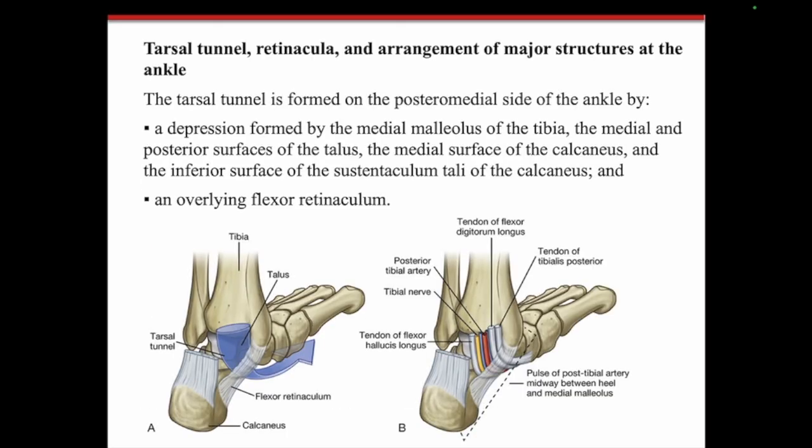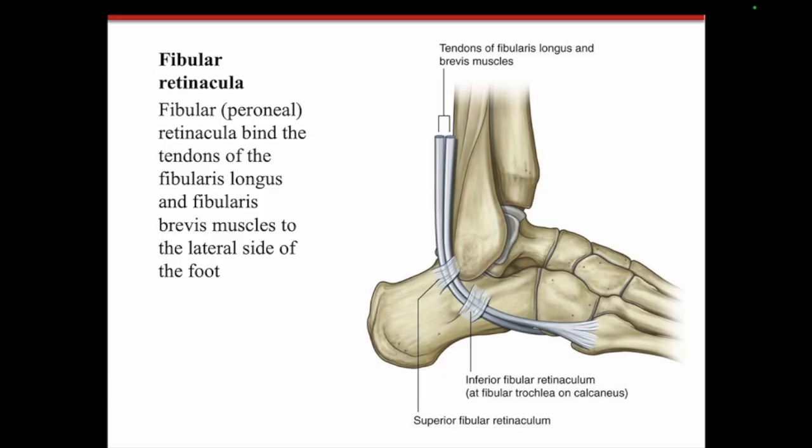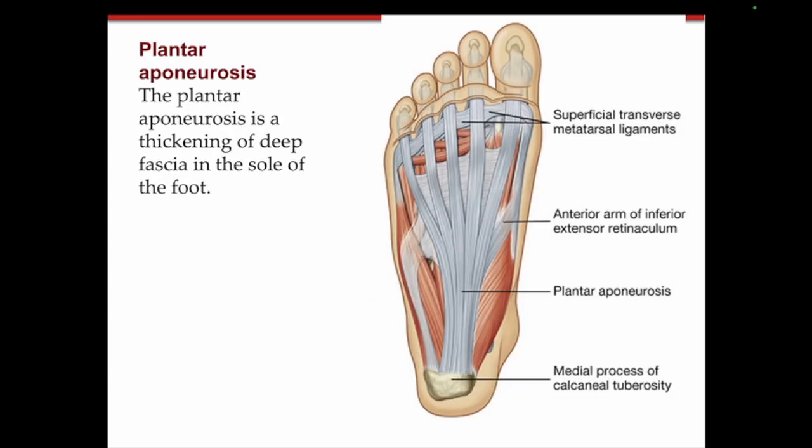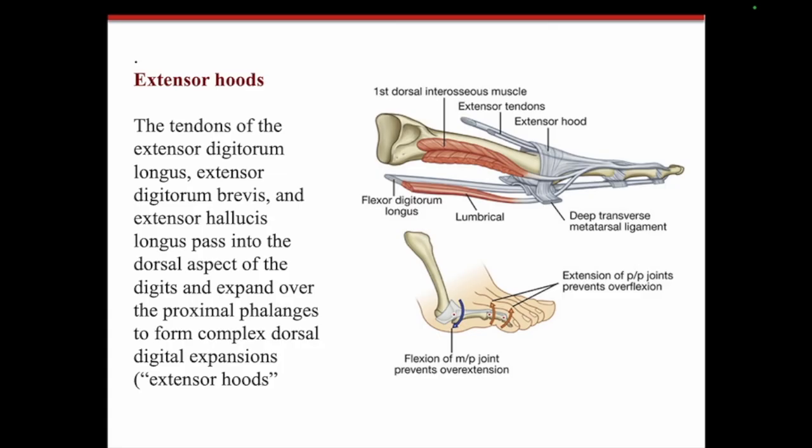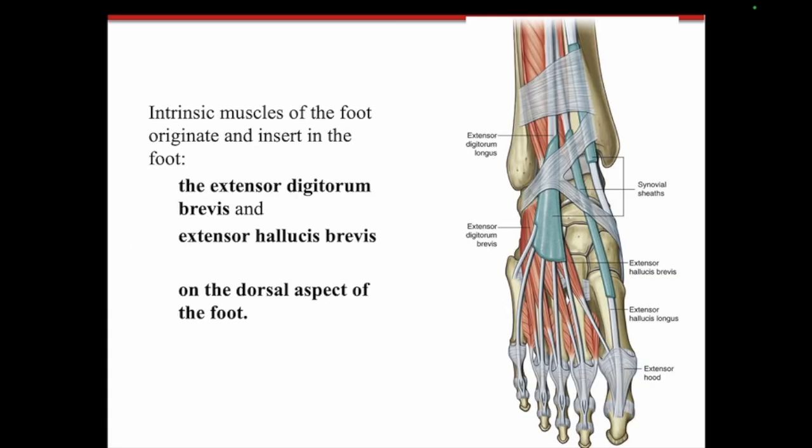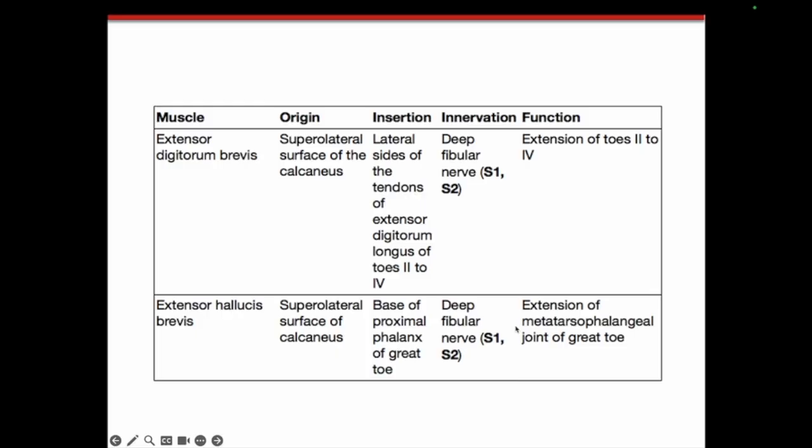The foot has a tarsal tunnel, similar to a carpal tunnel. It has an extensor retinaculum, fibular retinacula, plantar aponeurosis, fibrous sheaths, and extensor hoods, and it has intrinsic muscles too, which are less important to know. We have the extensor digitorum brevis and the extensor hallucis brevis, and these are on the dorsal side, the upper side.